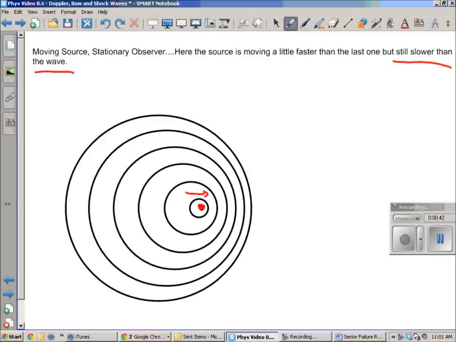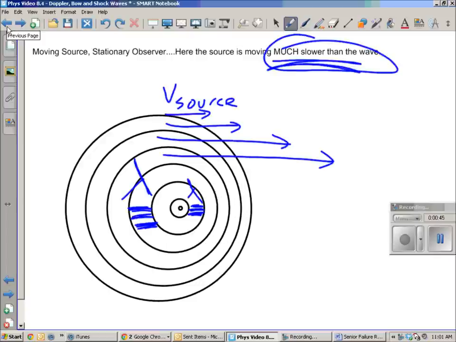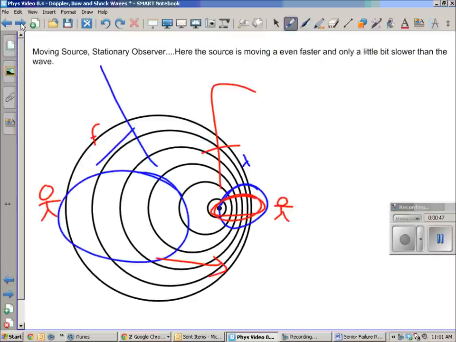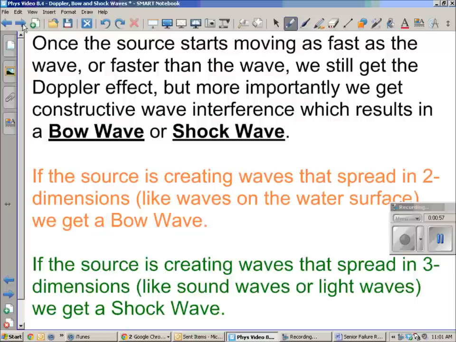Okay, if you go from slower to regular speed to faster, it got closer and closer to sort of catching up with those waves. All right, so now the next question is, what happens when the source catches up to the waves? What happens when the source is going as fast as or faster than the wave?